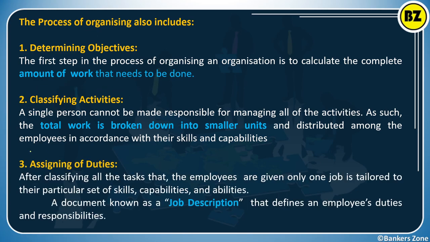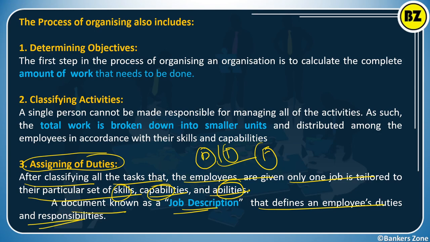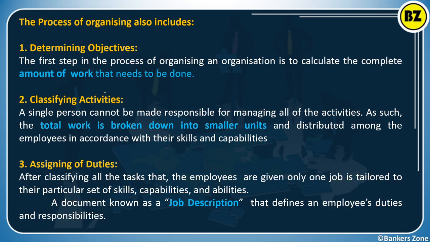Now see, next is what? Assigning of duty means what? After classifying the task, the employee is given only one job tailored to their particular set of skill, capability and ability. So based on ability, capacity and skill, the duty or the task must be given to the individual employee. After that, a document called the job description will define the employee's duty and responsibility. So obviously, once you have classified the activity, right? Once you have broken down the activity, that particular activity must be given to that employee only who is capable to do it. That is assigning of the duty.